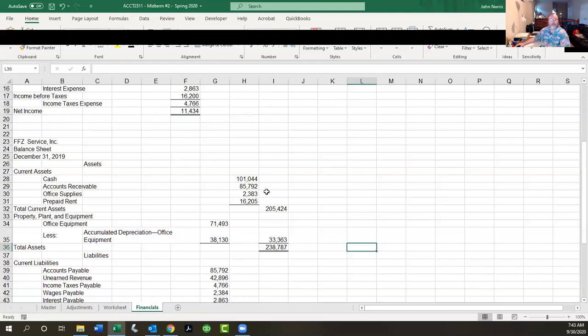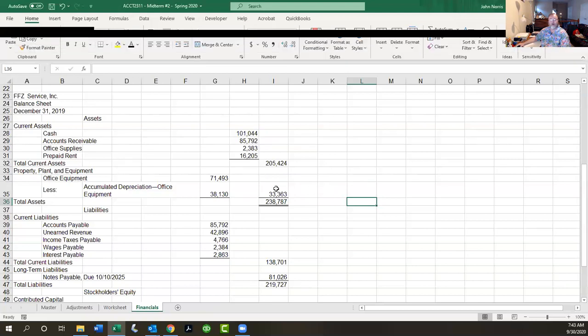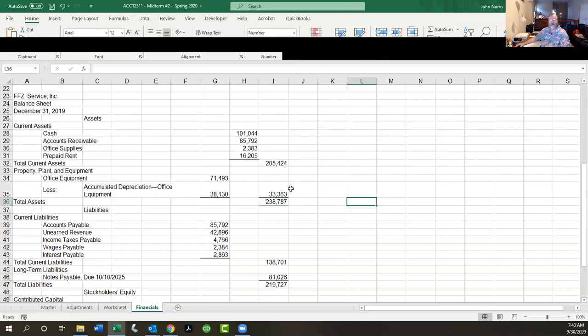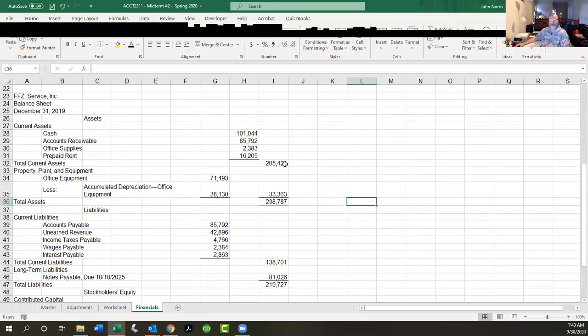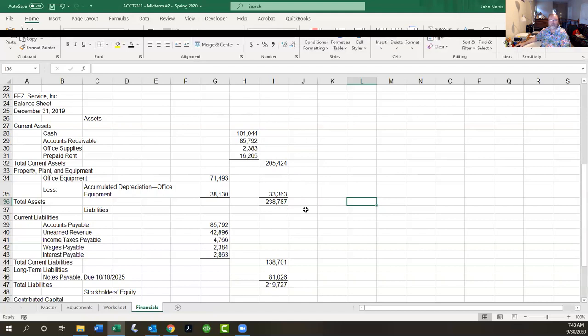Property, plant, and equipment is the office equipment less its contra asset account of accumulated depreciation on office equipment. That gives you a book value on that asset of $33,363. Add that to the total current assets, you get $238,787.